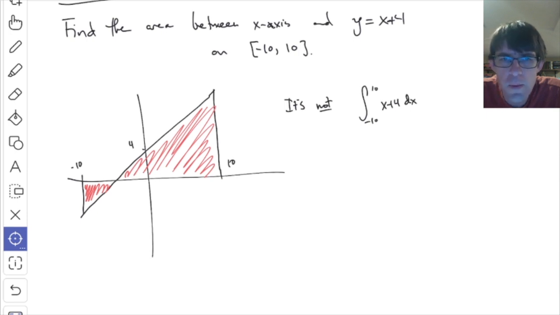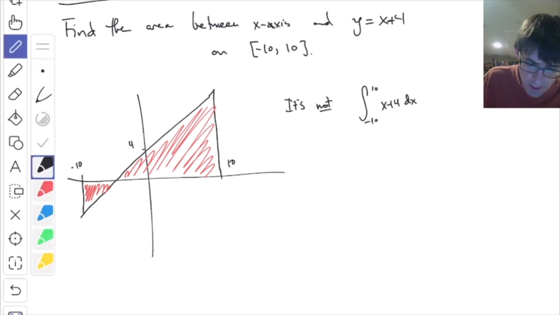Really, we do not want those areas to cancel each other out. If I really want to know the total shaded area on the picture there, you cannot cancel some of those two areas with each other. I want to know the actual total area that's shaded in. So you cannot do that integral. What you have to do is split it up.